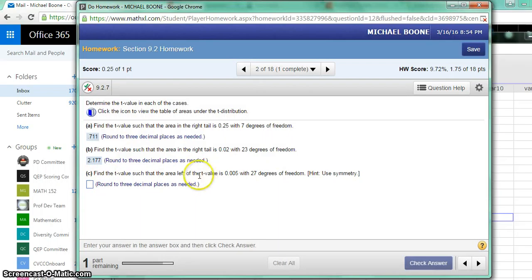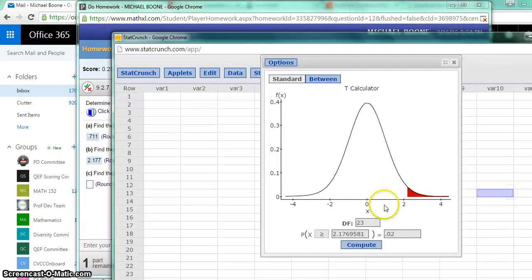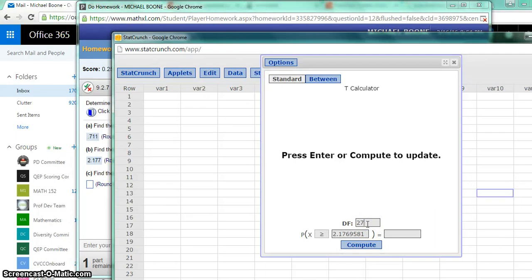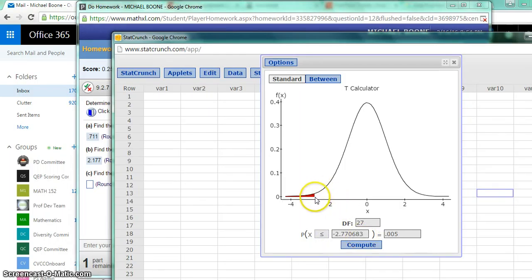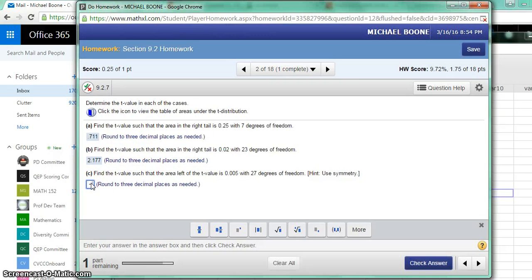Then the area to the left of the t-value is 0.005 with 27. The area left of the t-value. Again, we don't have to worry about the symmetry or anything like that because we're just going to go to our calculator and say 27 degrees of freedom and the area to the left, so that would be a less than. So I got a negative 2.771, to 3 decimal places.